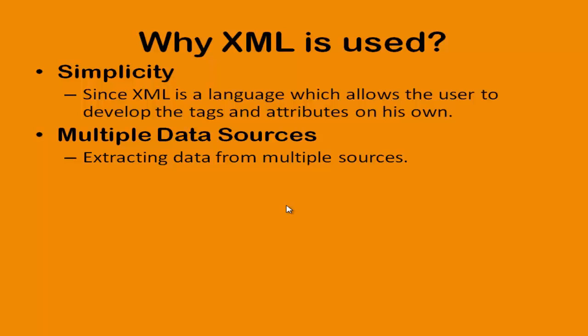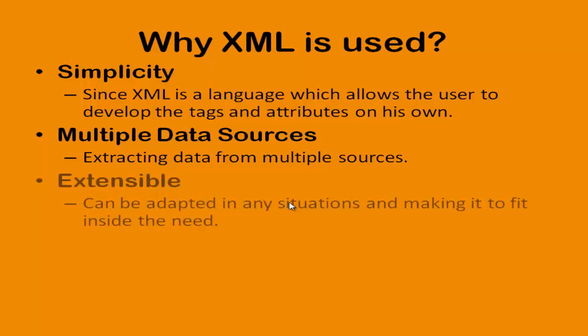So that is quite a usefulness behind that. It saves time, it saves money, it saves resources. That is the main reason XML is capable of extracting data from multiple data sources. Not only that, it is also very extensible. As we create our tags on our own, it can be adapted to any situation where we need it.